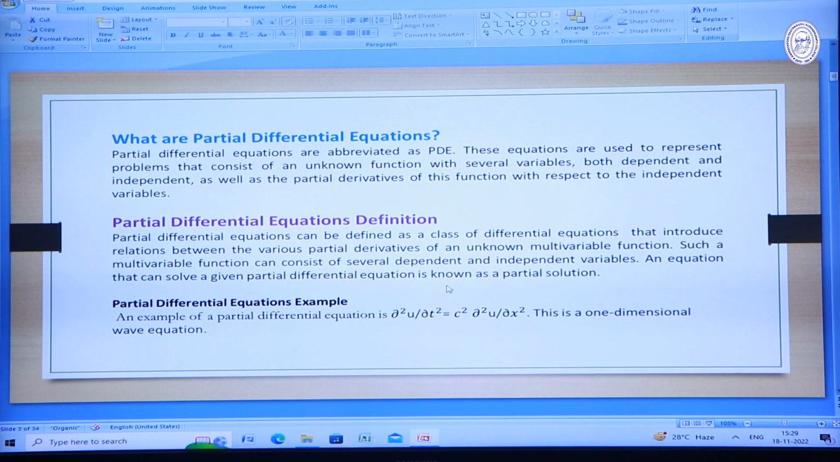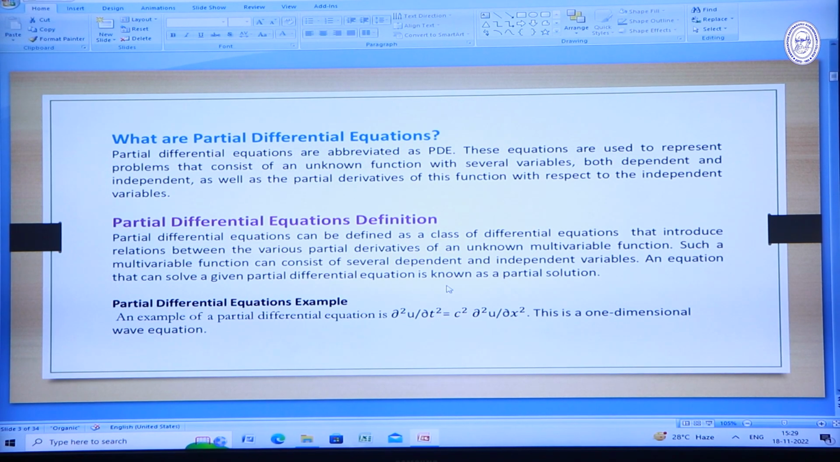Partial differential equation definition. A partial differential equation can be defined as a class of differential equation that introduces a relation between the various partial derivatives of an unknown multiple variable function. Such a multivariable function can consist of several dependent and independent variables. An equation that can solve a given partial differential equation is known as the partial solution.